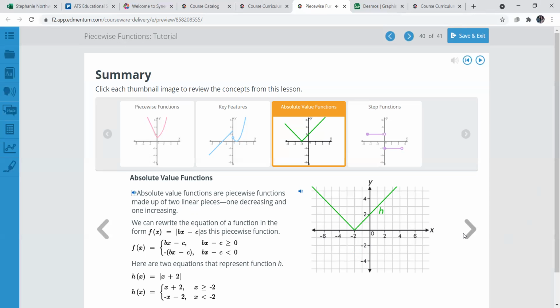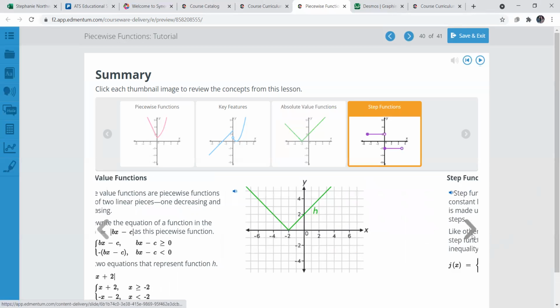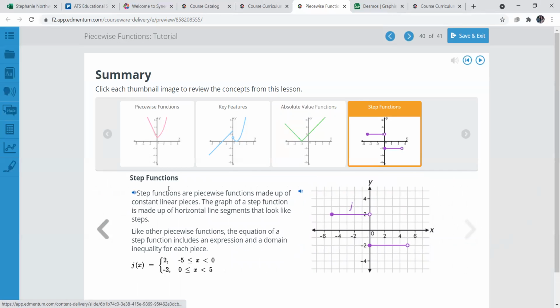All right, let's take a look at the last one, step functions. Play the audio for you real quick, and then we'll call it a day.